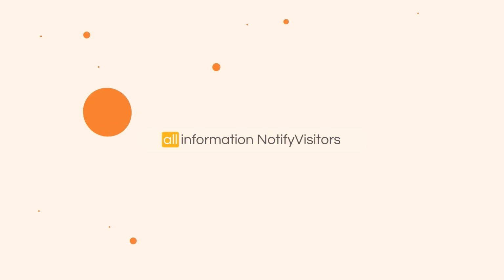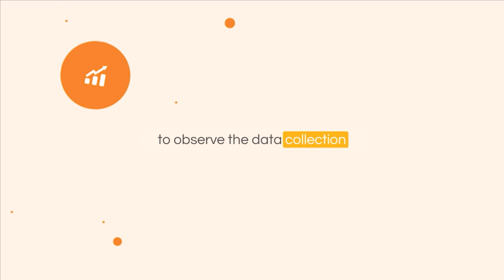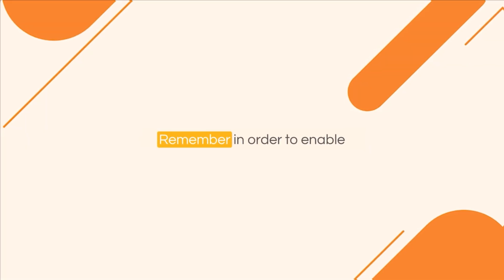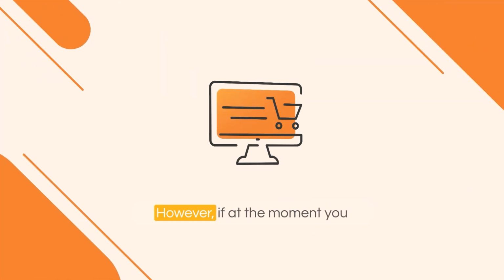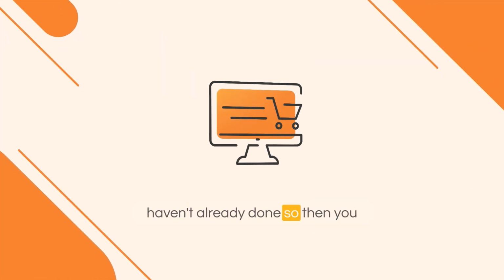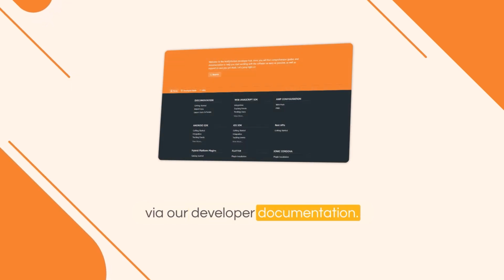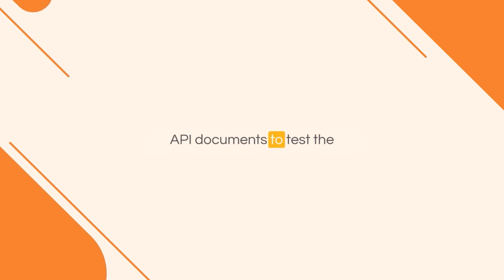Now that you have learned what all information Notify Visitors tracks and collects, you may wish to observe the data collection process happen in real time, meaning you may want to test this operation by yourself. Remember, in order to enable the software to track and register data, it has to be connected to your online store. However, if at the moment you haven't already done so, then you can still test the process directly via our developer documentation. In this video, we will illustrate how you can use our dynamic API documents to test the software's data collection functionality in real time.